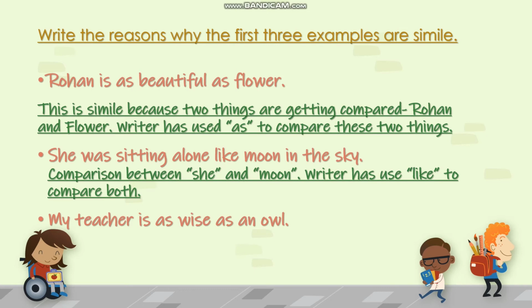Perfect. Second is, she was sitting alone like moon in the sky. In this, there is comparison between she and moon. Writer has used like to compare both. Okay. My teacher is as wise as an owl. Here, what two things are getting compared? Teacher and an owl. And which is the word that they have used to compare? As.